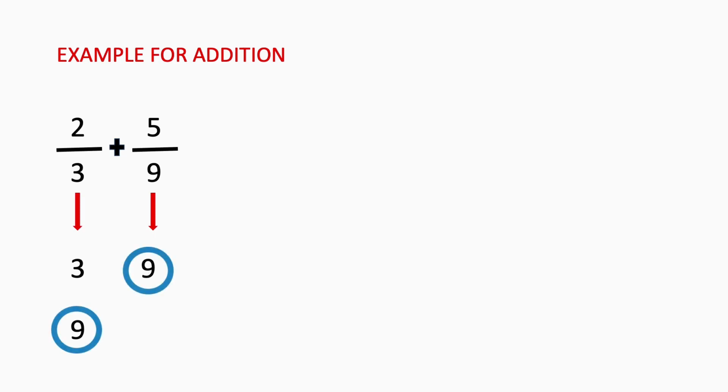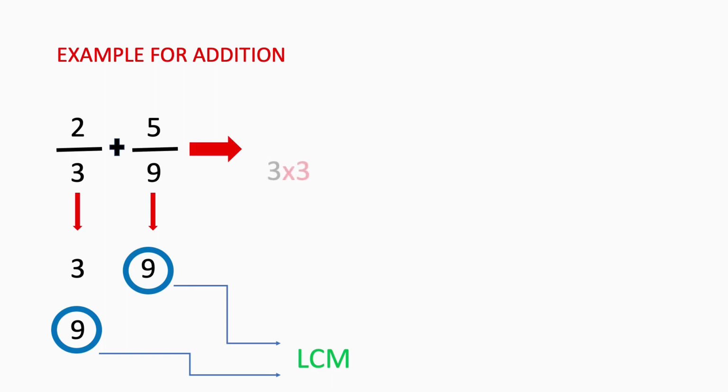Look at this example, 2 over 3 plus 5 over 9. We can consider the LCM of 3 and 9 as the common denominator of these fractions, which is 9. Therefore, there is no need to change the fraction 5 over 9 because its denominator is already 9. But 2 over 3 can be converted into a fraction with a denominator 9 by multiplying the numerator and denominator by 3. In this way, the sum of these two fractions is 11 over 9.